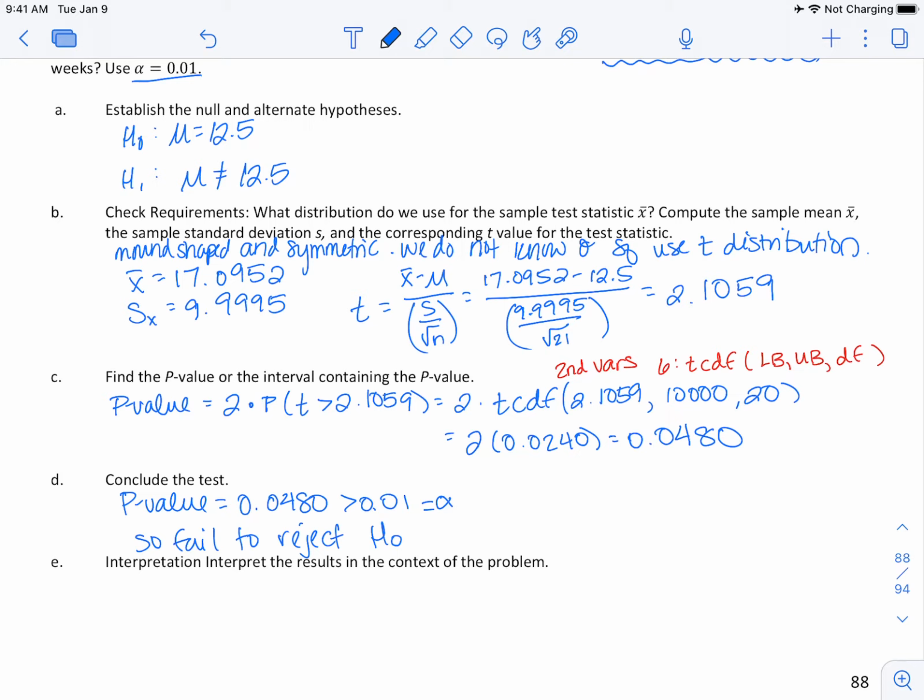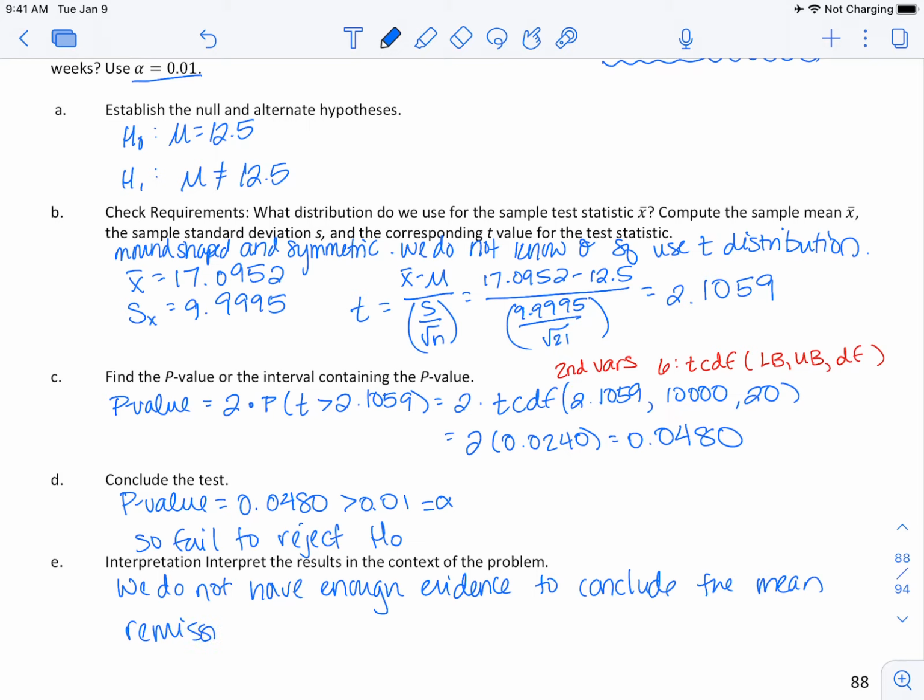And so to interpret this, we would say we do not have enough evidence to conclude the mean remission time is different than 12.5 weeks.